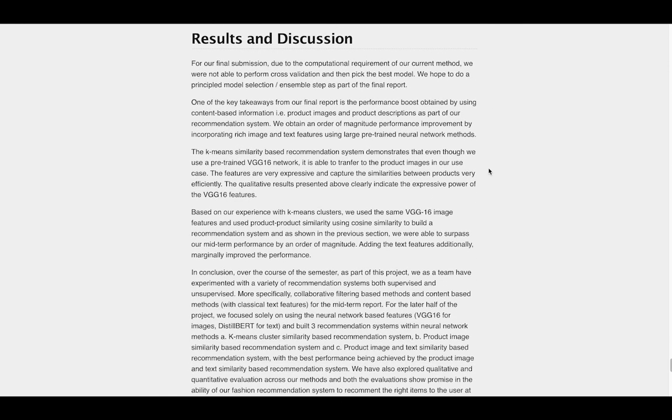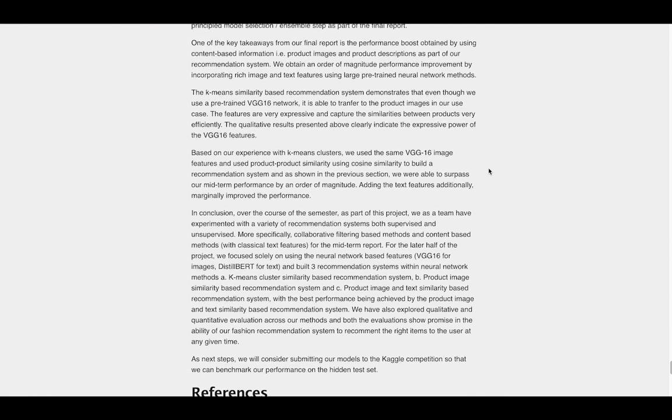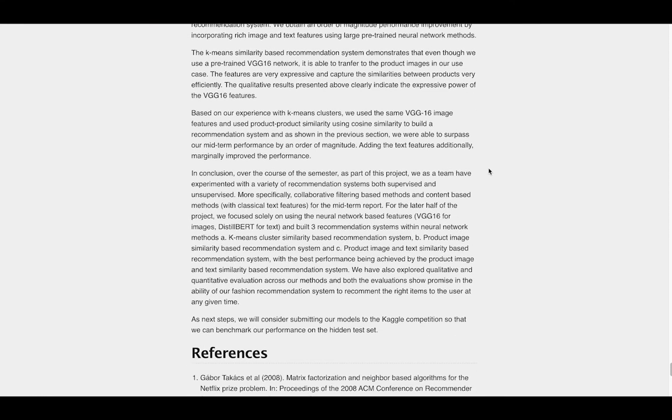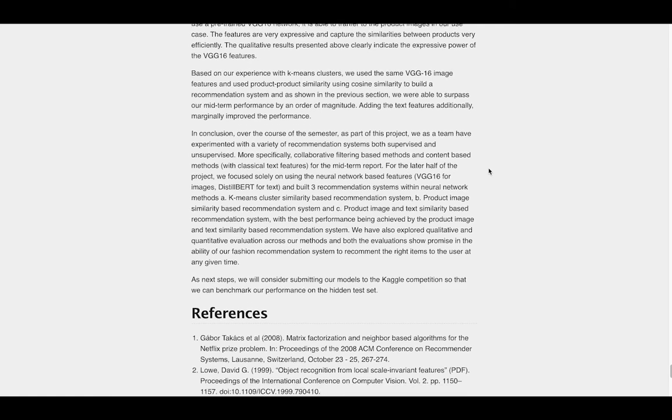Discussion. A key takeaway from our final report is the improved performance we obtain by incorporating product image and description features into our content-based methods. In summary, in this project, we experimented with collaborative filtering, that is matrix factorization, content-based methods using classical features such as TF-IDF, and content-based methods with neural features such as VGG16 and DistilBERT. And we conclude that content-based methods with neural features perform the best overall.